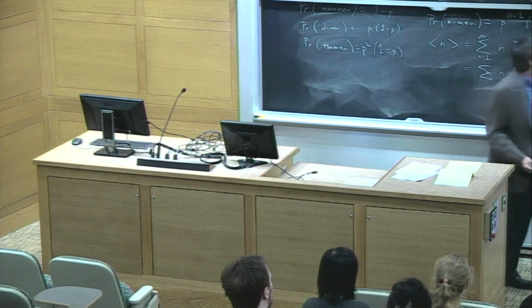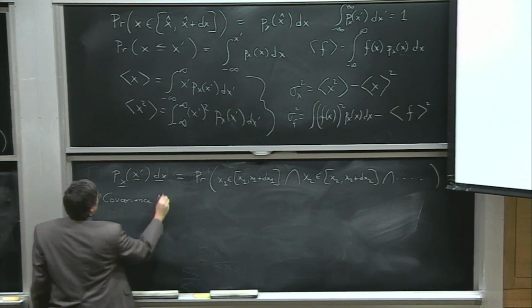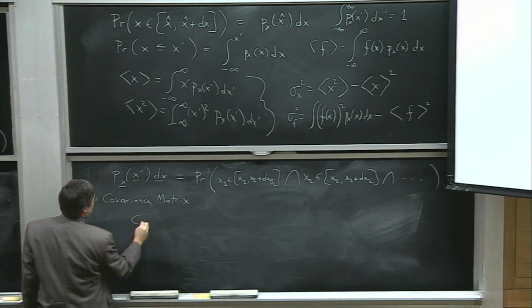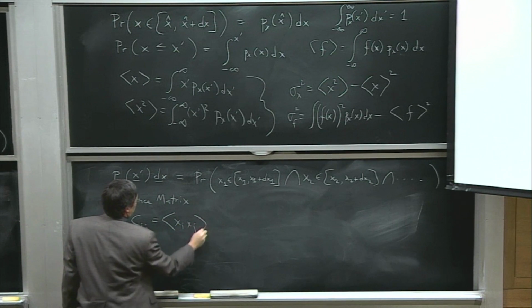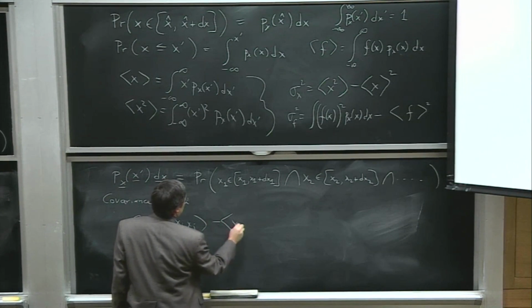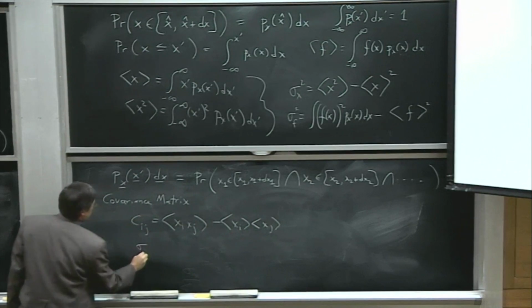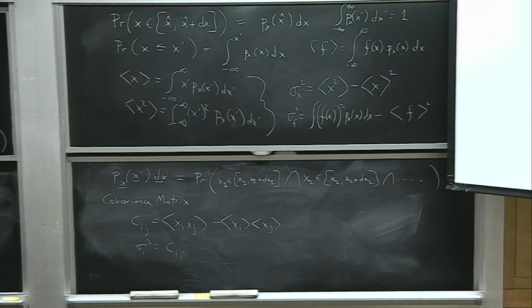All right, and so when you have this multiple variable case, you can define a thing called the covariance matrix, where the elements of the matrix C_ij are equal to the mean value of the product x_i x_j, minus the mean of x_i times the mean of x_j. And so you can see that, for example, sigma_i squared is equal to C_ii. The diagonal elements are just the variances. But now we have the covariances because we measured, let's say, two things.